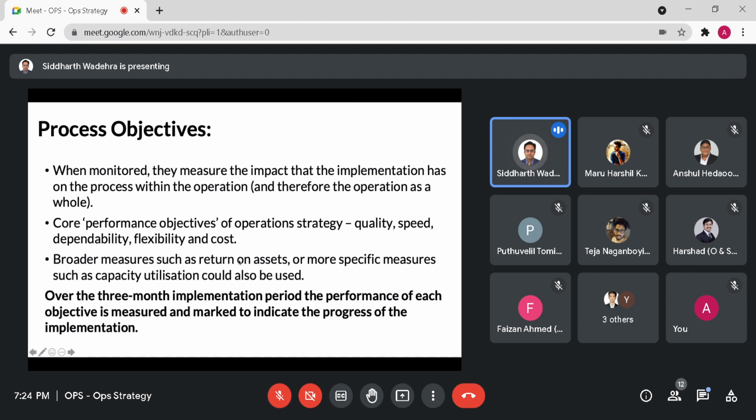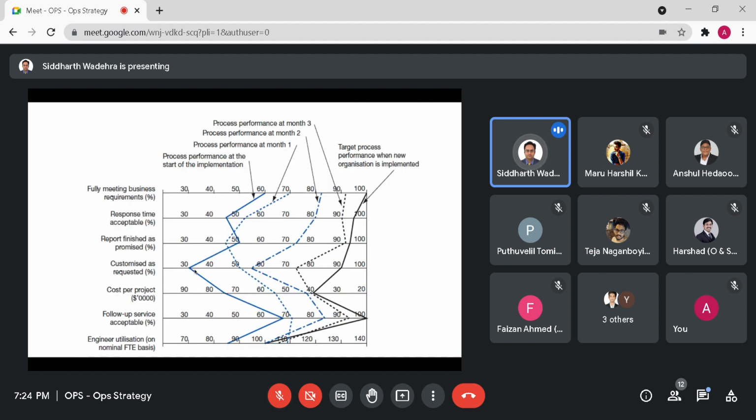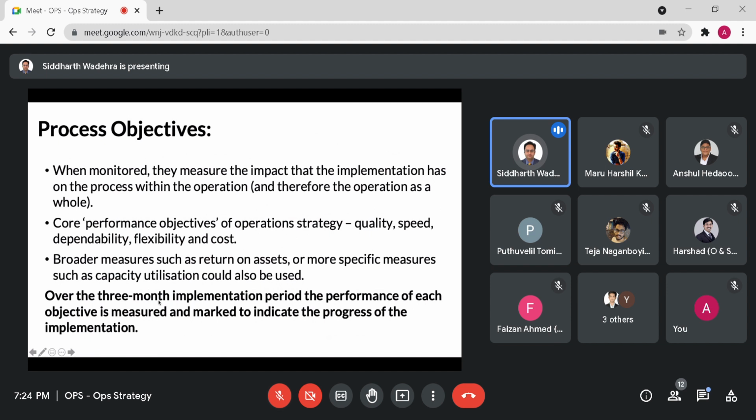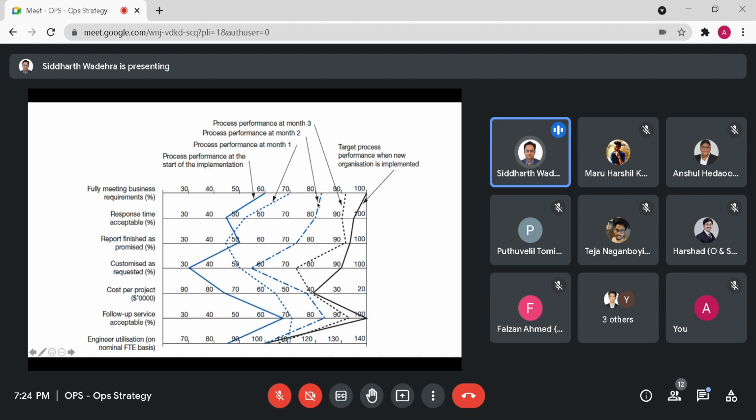Okay, and broader measures when we look at process objectives would typically be the return on assets. More specific measures such as capacity utilization could also be used. When we talk about process objectives, this is typically a graph which you will at some level be familiar with once you start working. This graph represents a 3-month implementation period for the performance of each objective that's measured to indicate the progress of implementation. So this is how you typically track, and these are percentages.